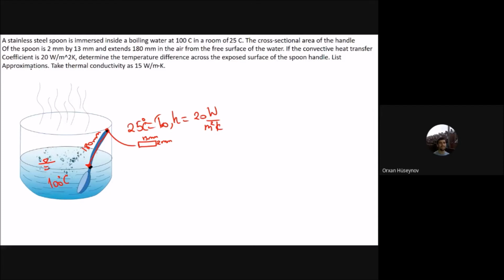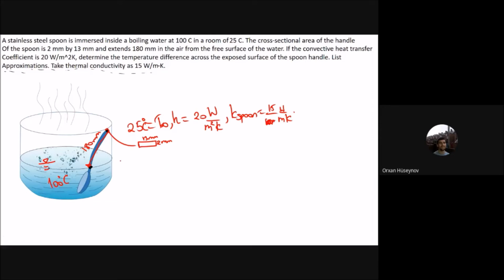We will list approximations and take the thermal conductivity as 15. The thermal conductivity of the stainless spoon is, let's write here also, 15 watts per meter Kelvin. So K spoon is 15 watts per meter Kelvin. Okay, this is the example. First, we should start with our approximations, and then we will do the example.